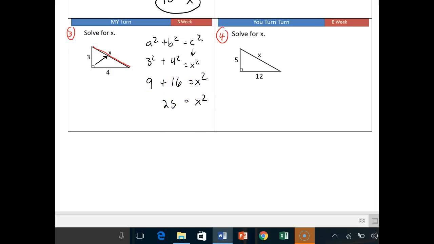And again, at this juncture, we're going to go ahead and take the square root, because we want to just solve for x. So x is equal to what times itself is 25, and the answer is 5. All right, that's it for part 1.